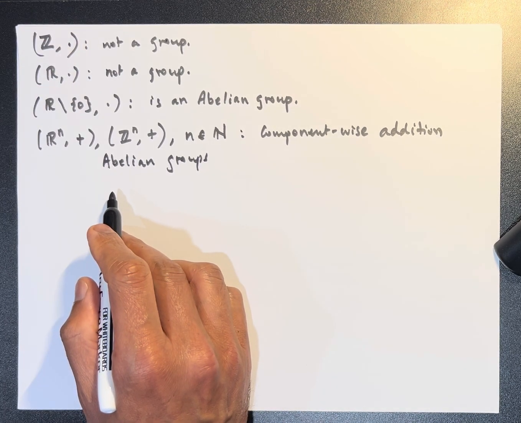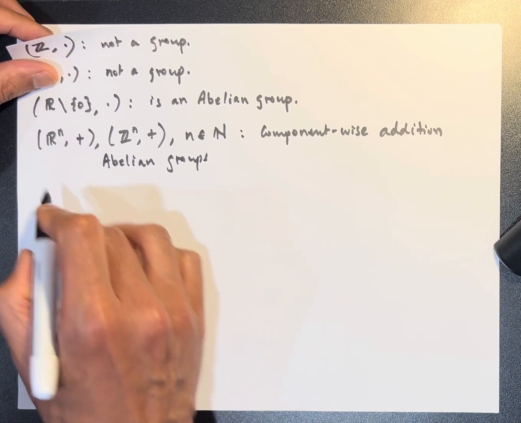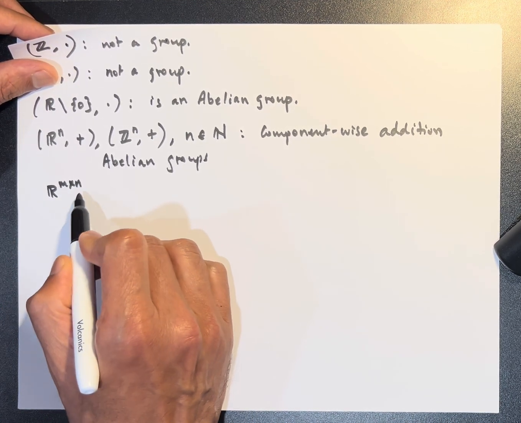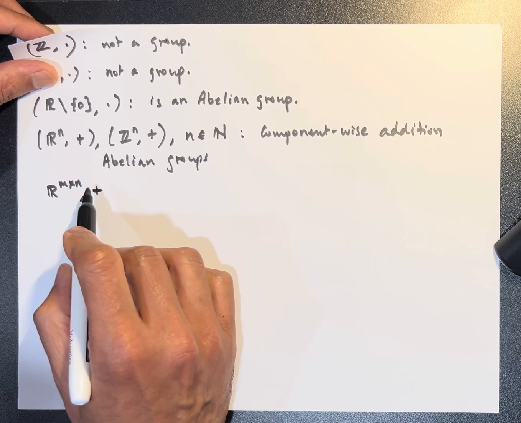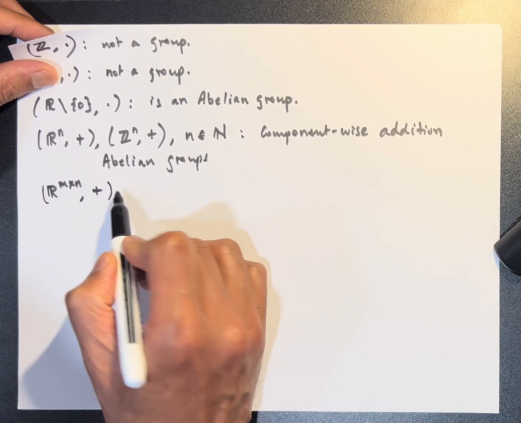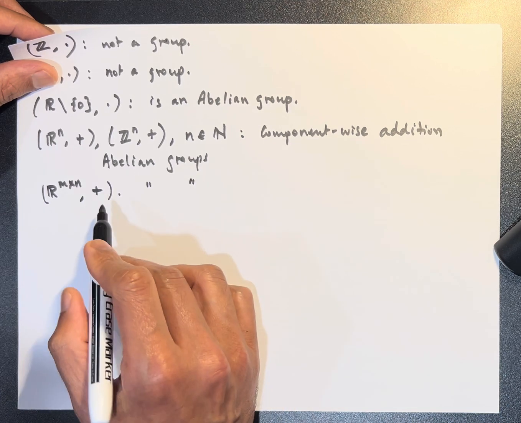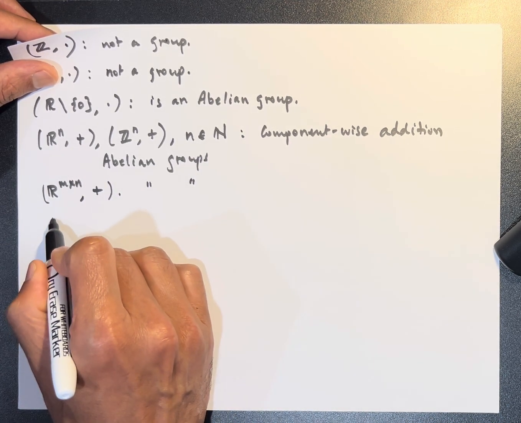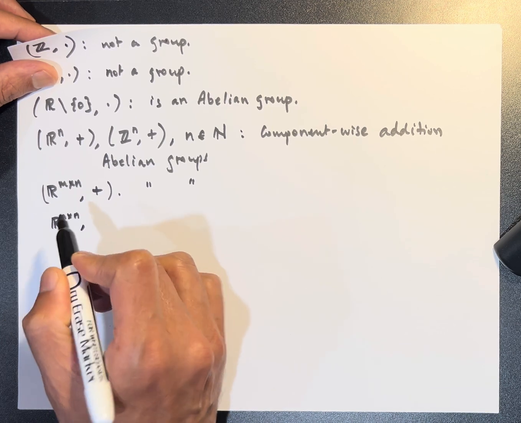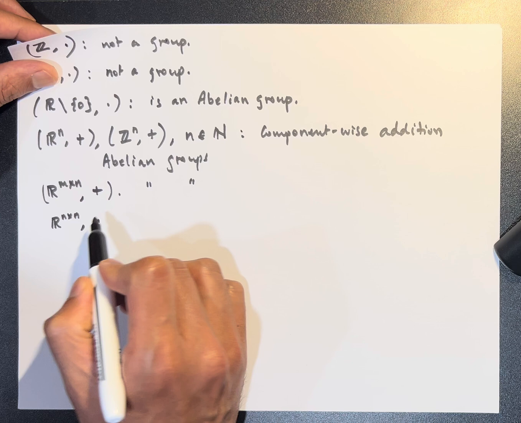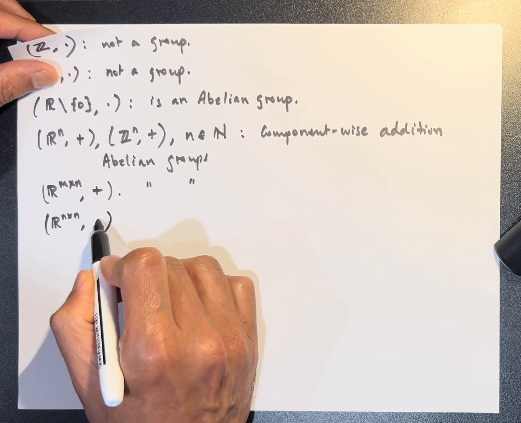Now finally we look at R^(m by n) with respect to addition. Again, addition is component-wise addition. This is also an abelian group. Now let's look at R^(n by n) with respect to dot. This dot here means matrix multiplication.